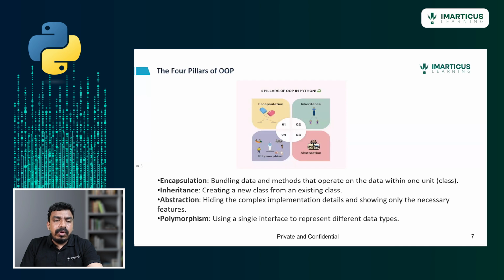And finally, we have polymorphism. Polymorphism is nothing but using a single interface to represent different data types. By using only one interface, you're displaying different data types. That is called polymorphism.